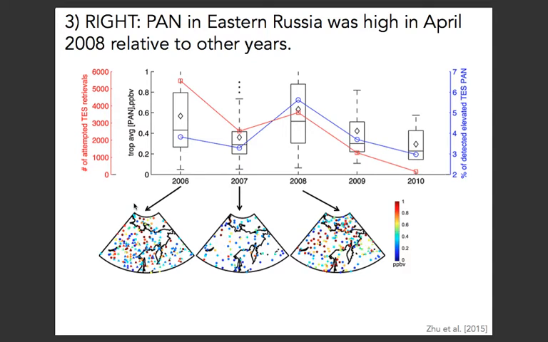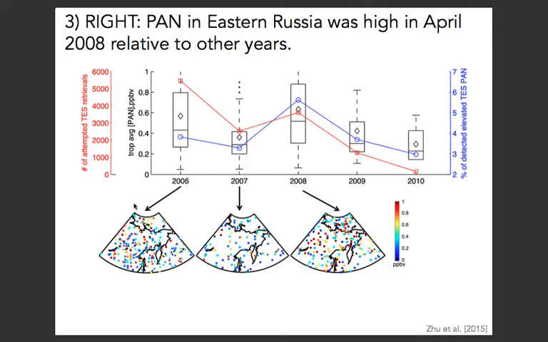In that simulation in 2008, I made some claim that fires in eastern Russia were really important as a source of PAN to the global northern atmosphere in spring. And so here are some measurements of PAN from TES over eastern Russia in April. The red tells you the number of attempted TES retrievals, the black is the distribution of PAN in this area here, and the blue is the percent where PAN was actually detected.